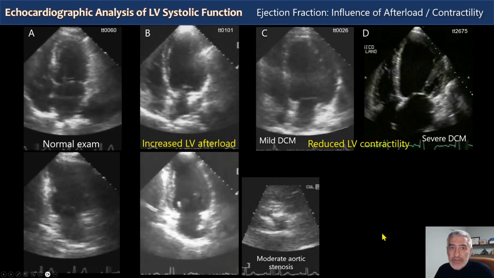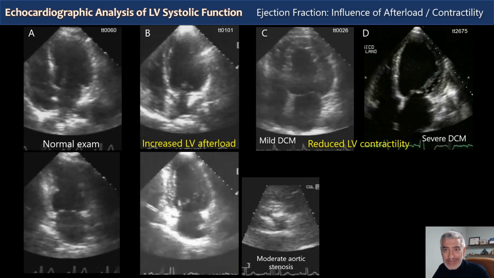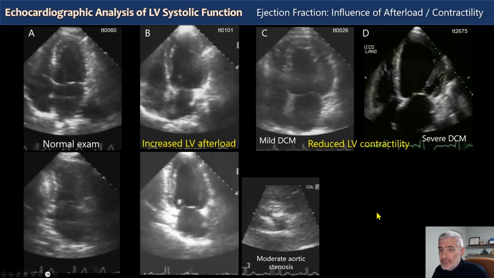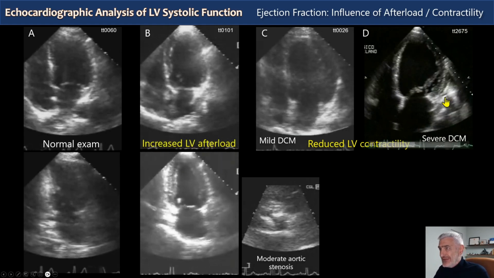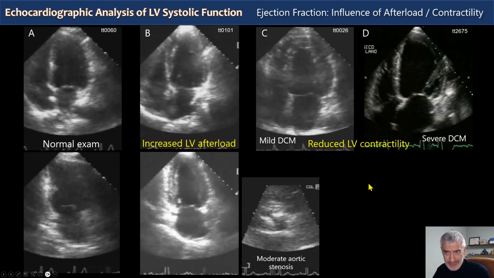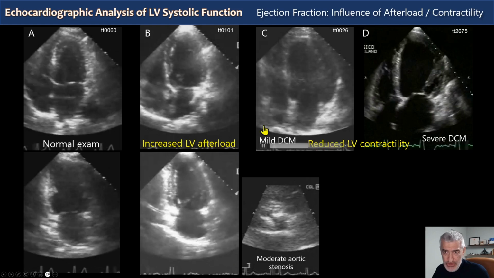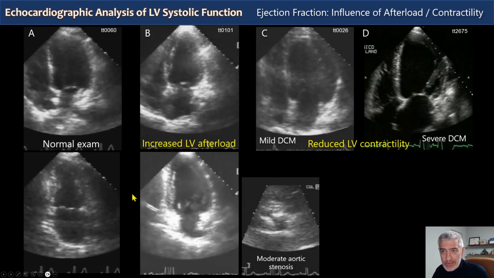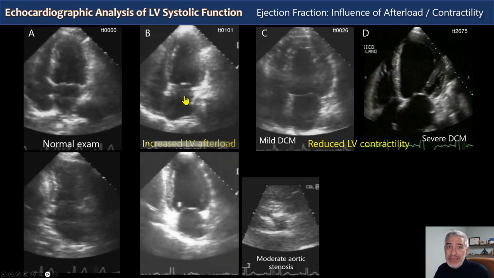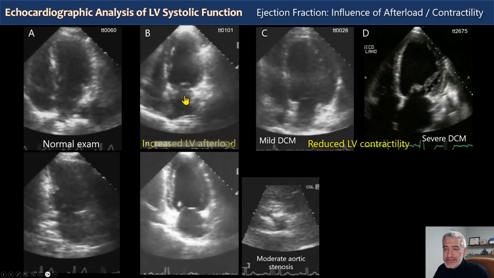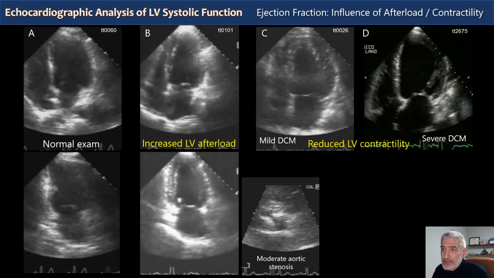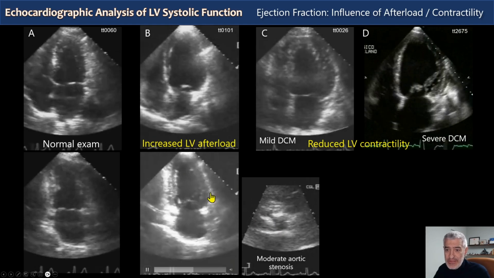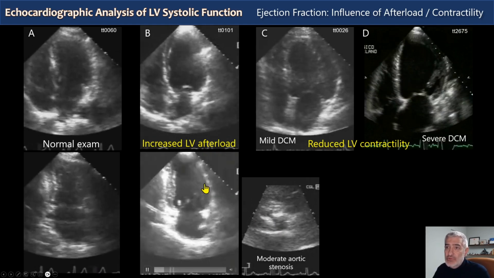And now let's look at the influence of afterload and contractility on left ventricular mechanical function, ejection fraction. In this slide, we see different patients with different degrees from B to D of systolic dysfunction compared to a normal patient in panel A. 4-chamber view on top, 2-chamber view below. In B, the reduced ejection fraction is secondary to an increased left ventricular afterload because the patient has a moderate aortic stenosis, calcific. This creates impedance to outflow.